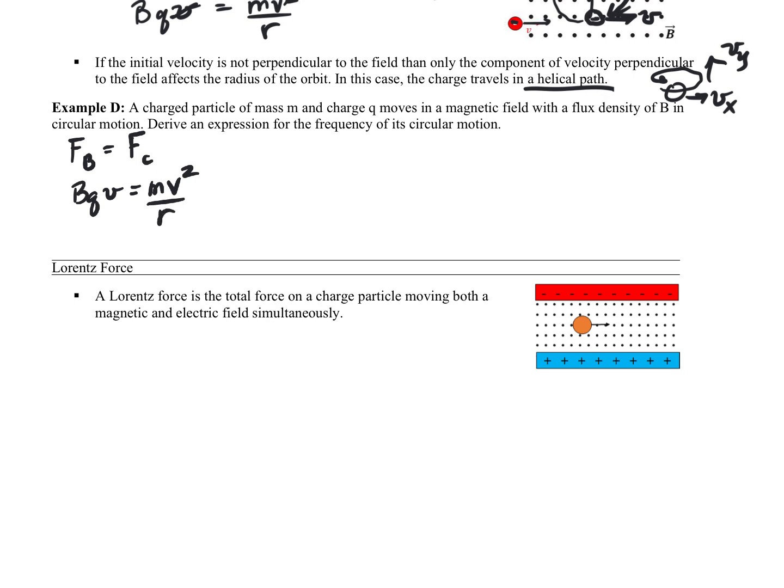So that we know V, if we solve for V, let's go ahead and solve for V. We get V is equal to B, let's see, that goes away, this goes away, so we have V equals BQR over m.